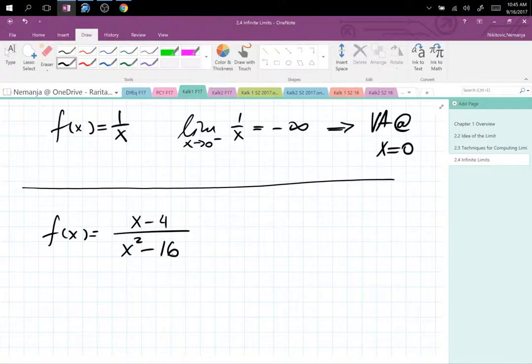I'm asking where the asymptote or asymptotes are. Negative 4 and positive 4. How did you get that? We're solving for the denominator.